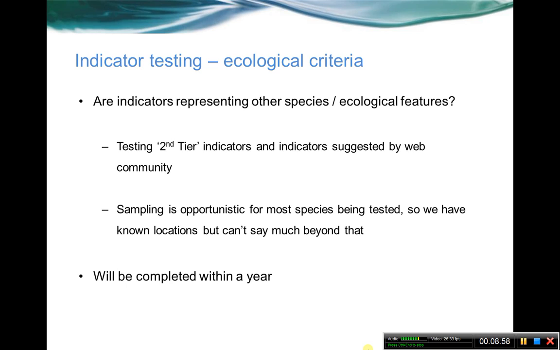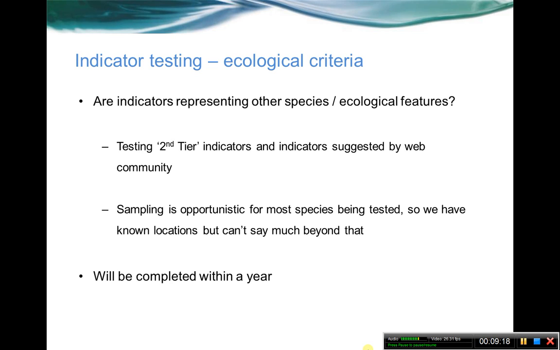And also, probably a lot of you recall, we asked the larger web community for other suggestions for other ecological features or species or abiotic endpoints that you'd like to be tested in that process. So we've been working through those and how you prioritize them over the web.